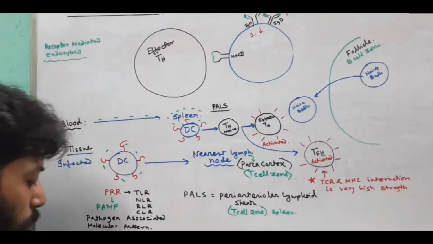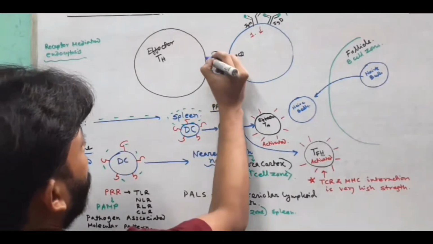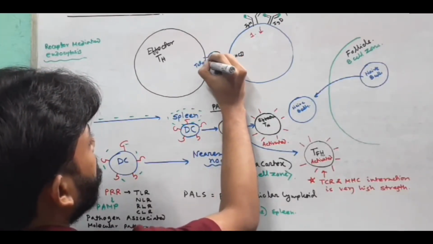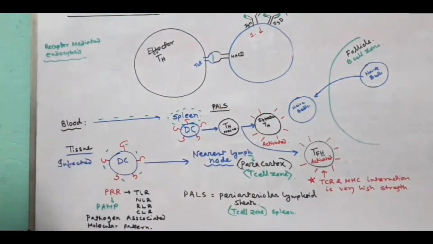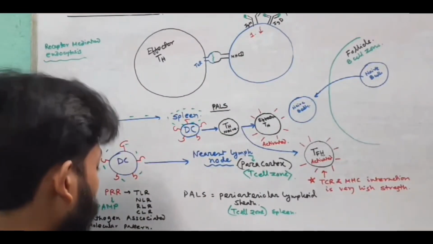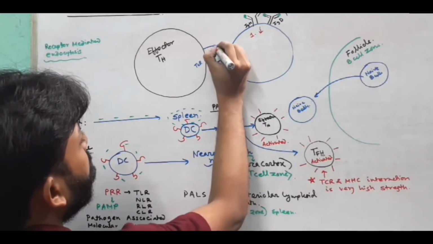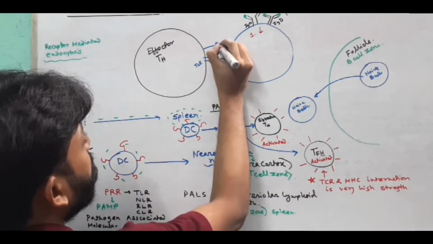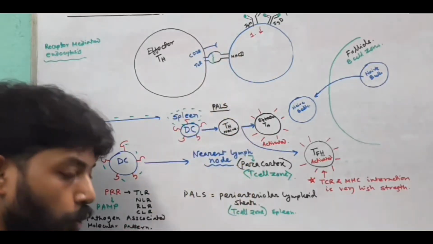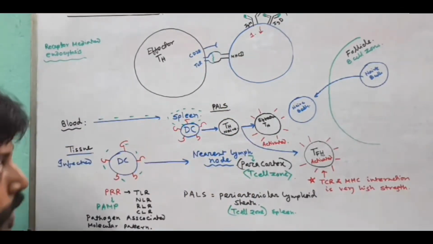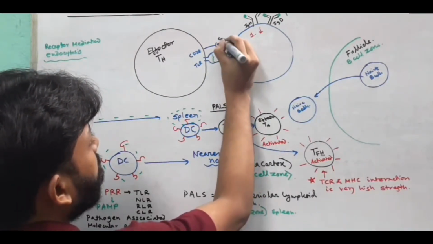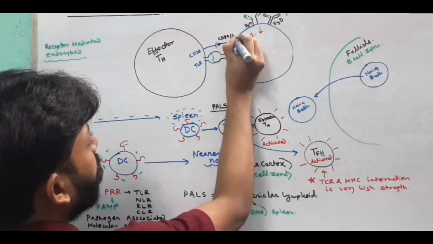Now what happens, this T cell has a T cell receptor that can recognize the MHC2 and peptide complex. And there is another molecule in the T cell, called CD28. This is a receptor, a co-stimulatory molecule receptor. This molecule binds with the ligand known as CD80, CD86.